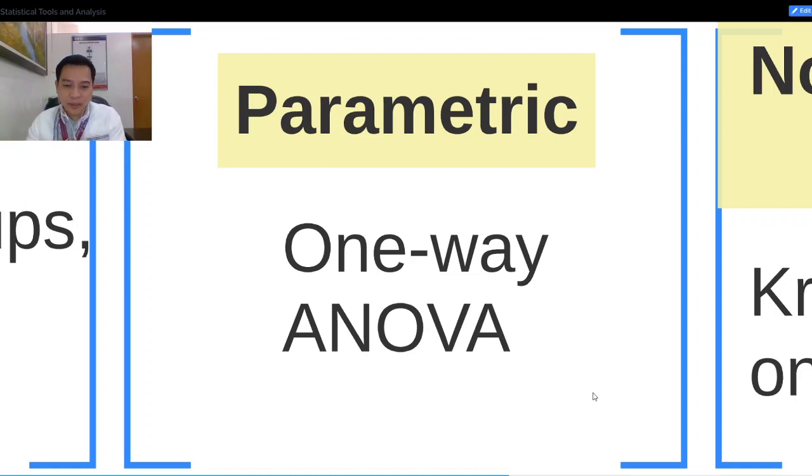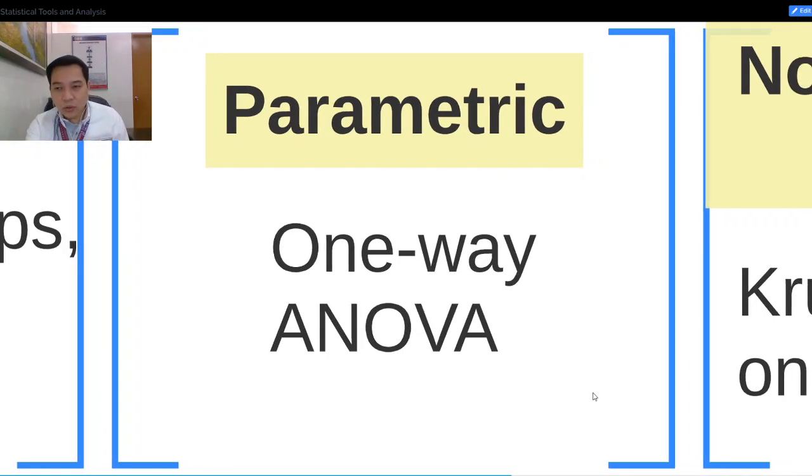Why one-way ANOVA? Because you only have one test, given one time, but given across all sections. That's why you call it one-way or one-factor ANOVA. So that factor, that variable, was analyzed in all the sections. That's why you call it one-way ANOVA. Again, this is only applicable to numerical interval ratio data under the parametric test.